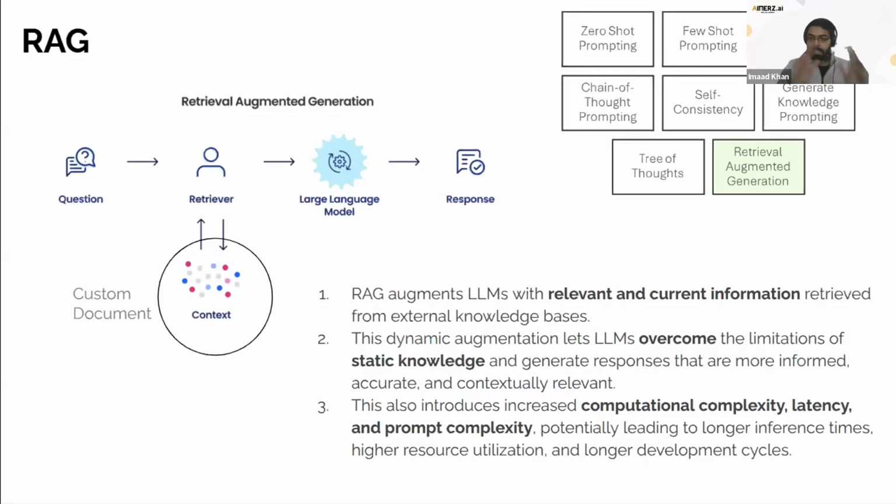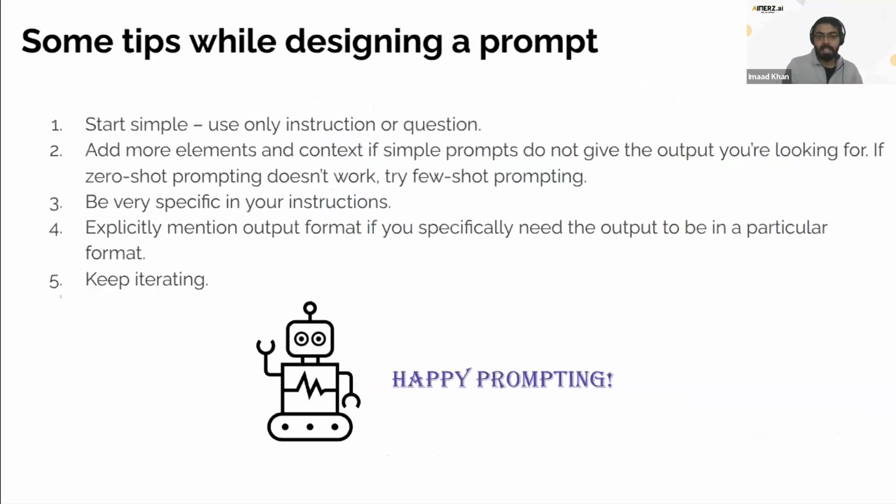And with that, we have covered all the different prompting techniques that we wanted to talk about in our session today. And finally, I just want to leave you with some tips while designing a prompt, where I would like you to start simple. So use only instruction or question, even though I mentioned all the different elements of a prompt: instruction, context, question, or your input and output format. Start simple, use only instruction or question.